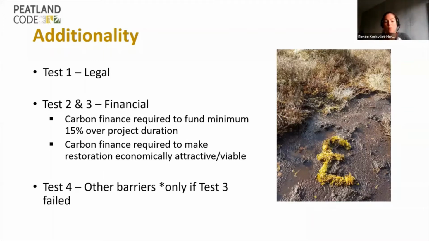Test 4 is about other barriers, and you only actually need to check for test 4 if you failed test 3. Other barriers could be any practical, social, economic or other environmental barriers.